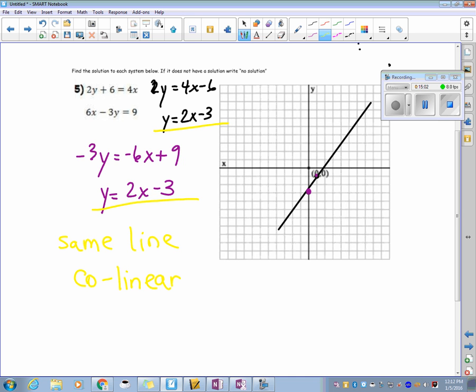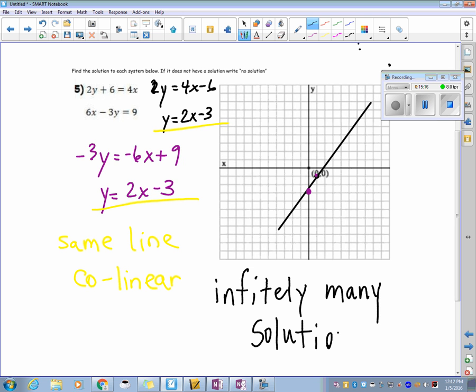And the answer then is that there are infinitely many solutions. You want us to write that? Yes, that's the answer to that one. Why are there infinitely many solutions? Because if you keep going up, one line is right on top of the other line, right? And so there are so many intersections that you can't count them all.